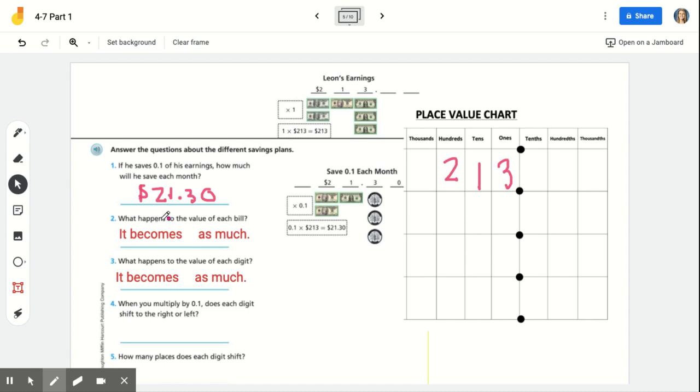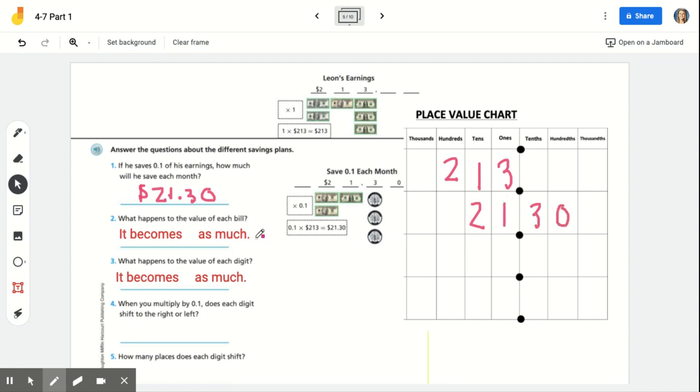Number 2 is what happens to the value of each bill? Well, the 2 again went from the hundreds to the tens. The 1 went from the tens to the ones, and the 3 went from the ones to the tenths. It's actually kind of hard to see in our book. Let's put it on our place value chart. So let's put $21.30 into the second row, keeping 213 in the first.